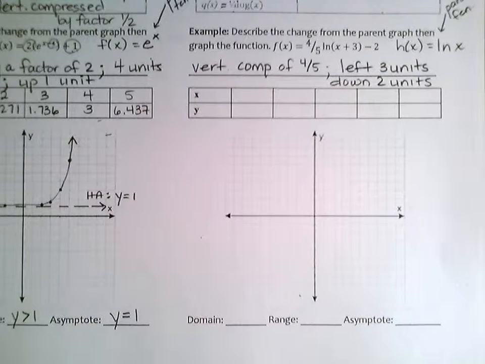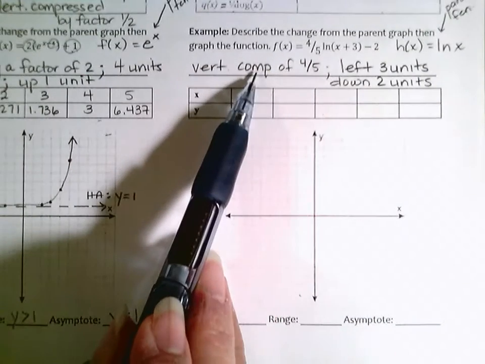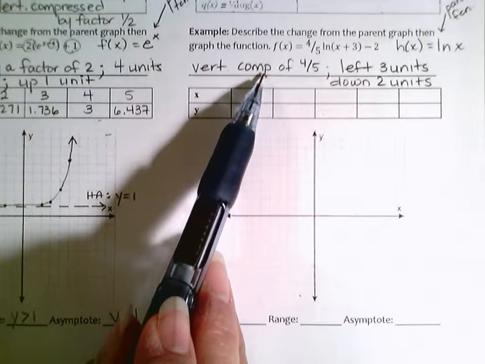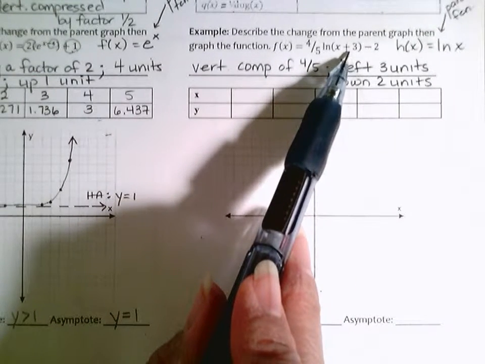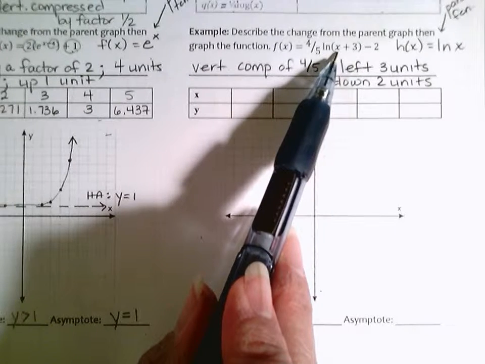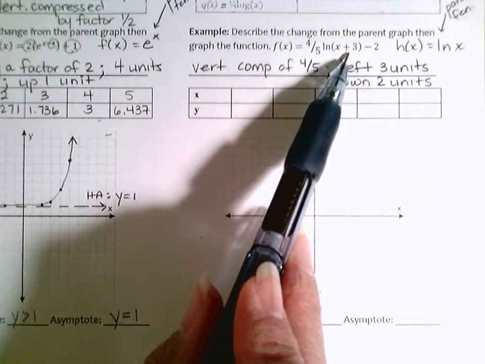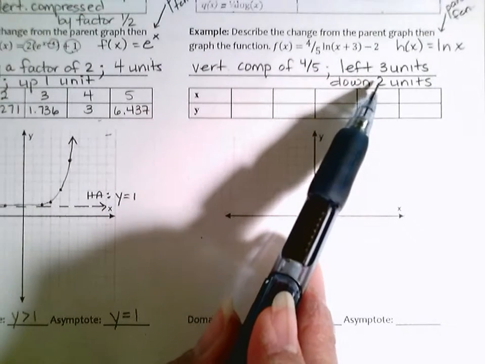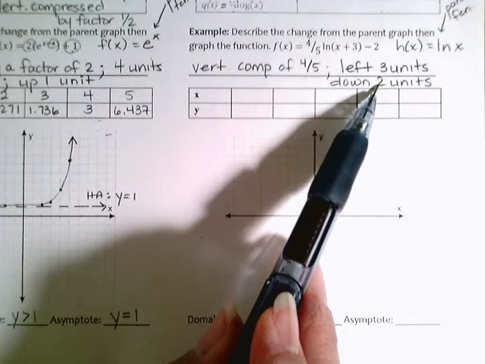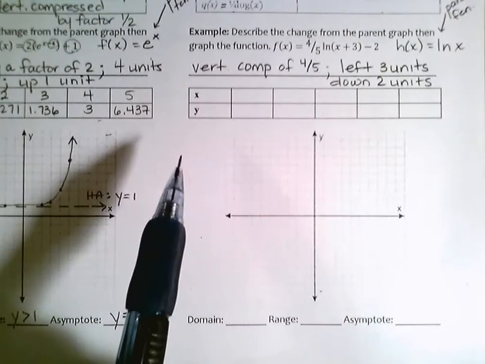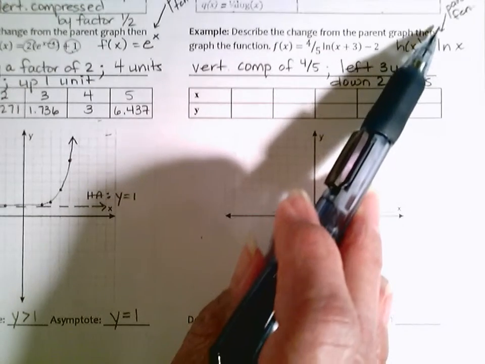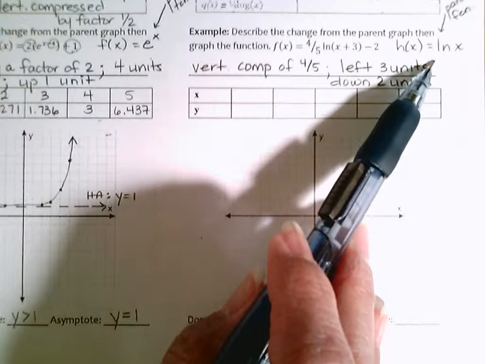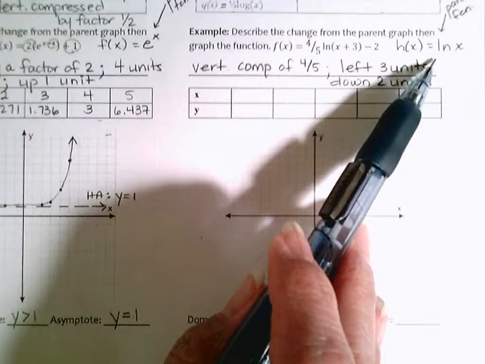Okay, so check your transformations. Did you get a vertical compression of 4/5? Compression because it was a coefficient between 0 and 1. Did you say left 3 units because you do the opposite and it's adding it to the x? And then the -2 is subtracting from the entire function. That means vertical movement, and you do exactly what it says. Negative means go down. Hopefully that's the case. And as usual, you are comparing it to the parent function of h of x equals ln x.